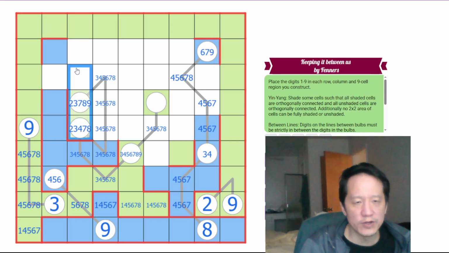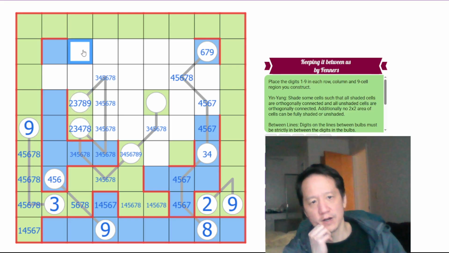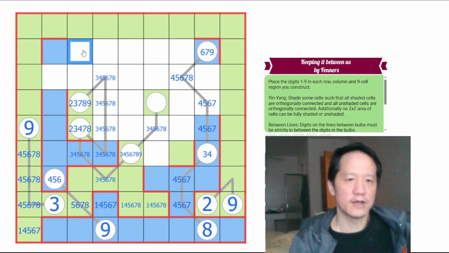It could be 3, but it cannot be, again, 5. But this could be the blue, and this could be green there. So we don't know anything about that.